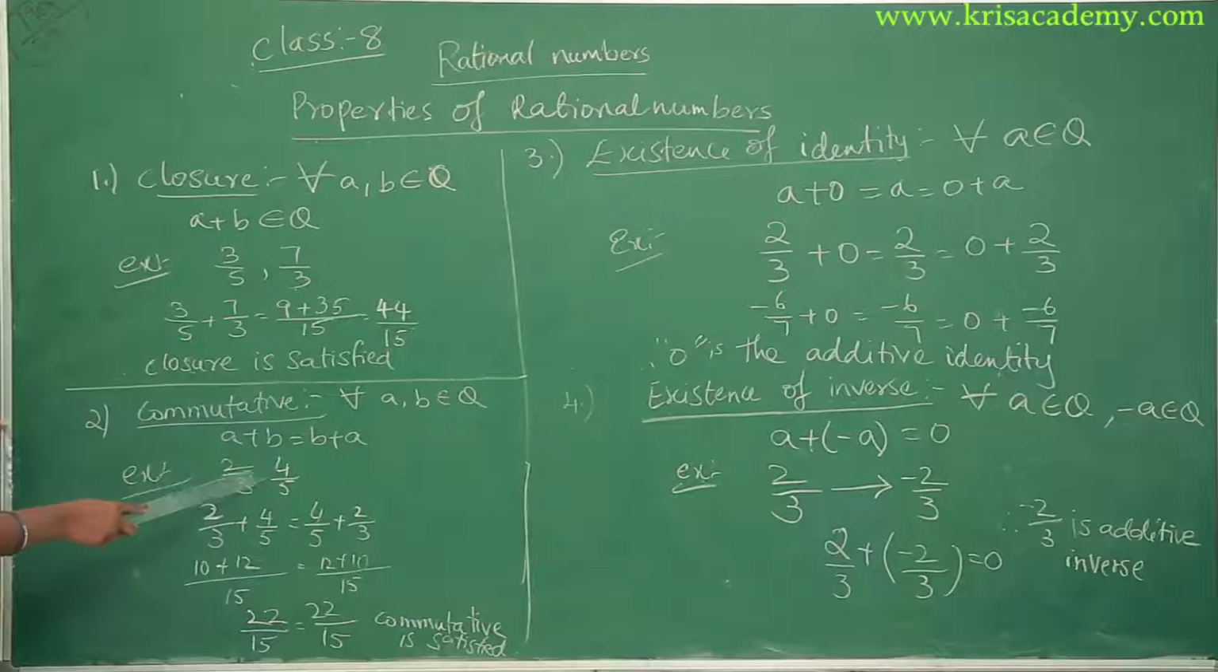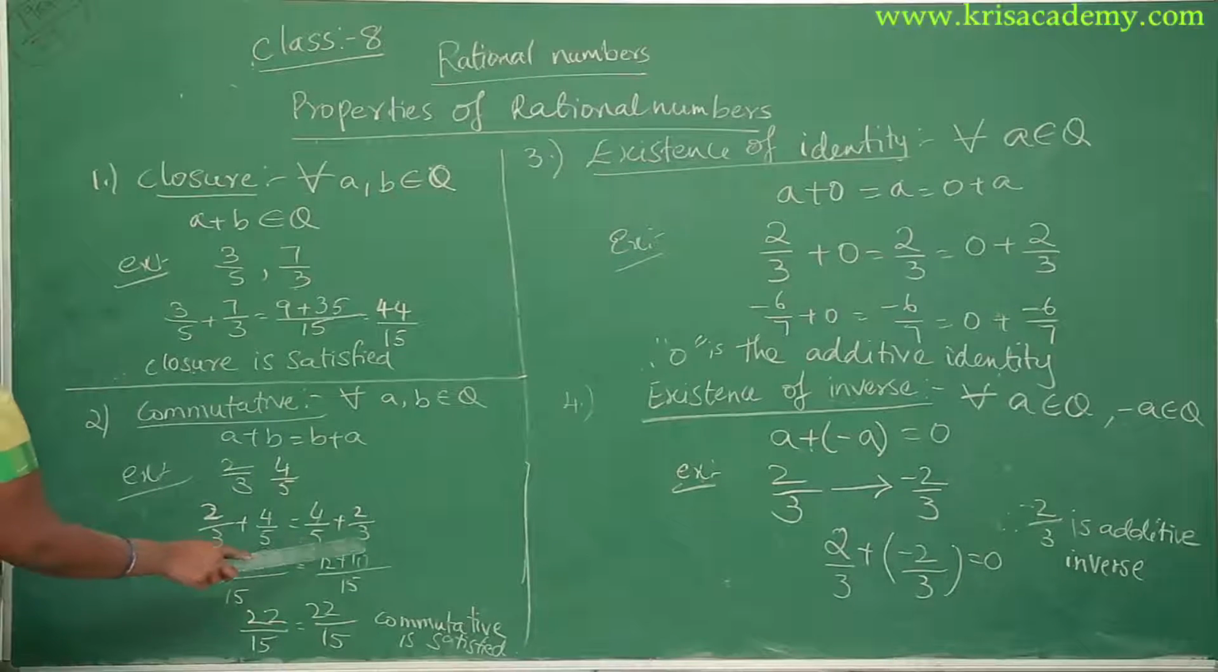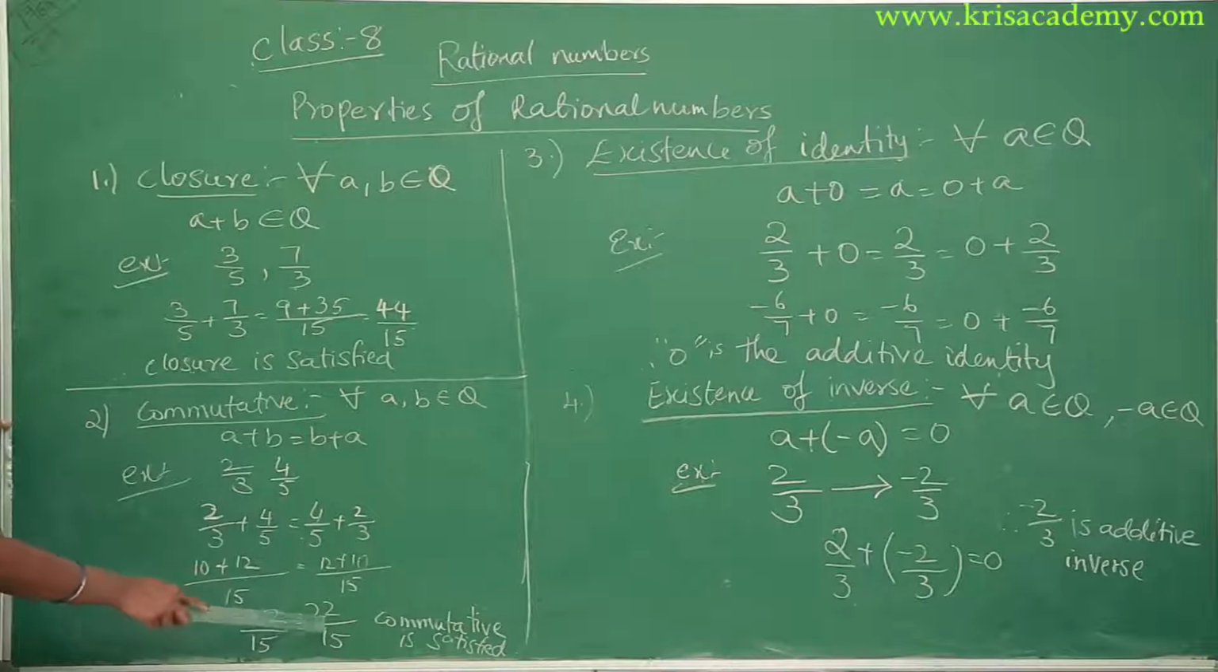2 by 3, 4 by 5. How will we add this set of fractions? Same way. 3 5s are 15, 2 5s are 10, 4 3s are 12. 10 plus 12 how much? 22 by 15. Now comes to RHS. 5 3s are 15, 4 3s are 12, 2 5s are 10. 12 plus 10 how much? 22 by 15. LHS equal to RHS.